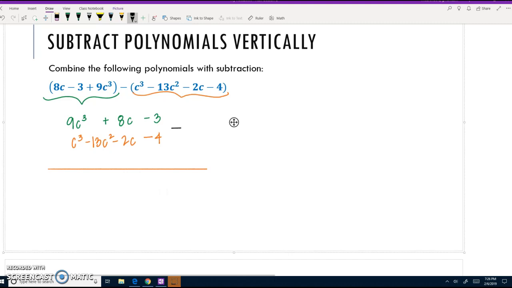Here, 9c cubed minus c cubed, that's going to give me 8c cubed. Now I don't have any c squared. You can think of this almost as if I had a 0c squared hanging out here. So 0 minus negative 13, that's the same thing as 0 plus 13. So this is going to be plus 13c squared. Then I'll have 8 minus negative 2. That's the same thing as 8 plus 2, so I can combine my linear terms to get plus 10c.